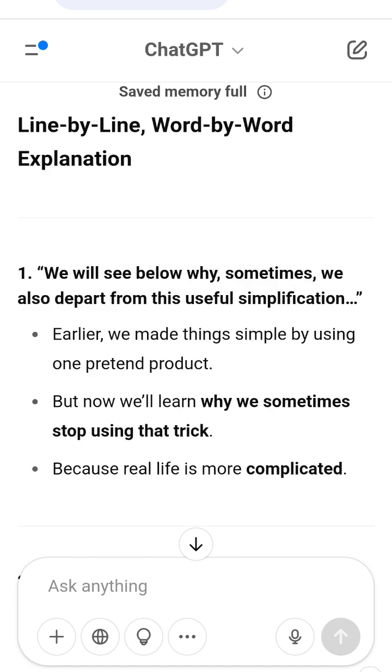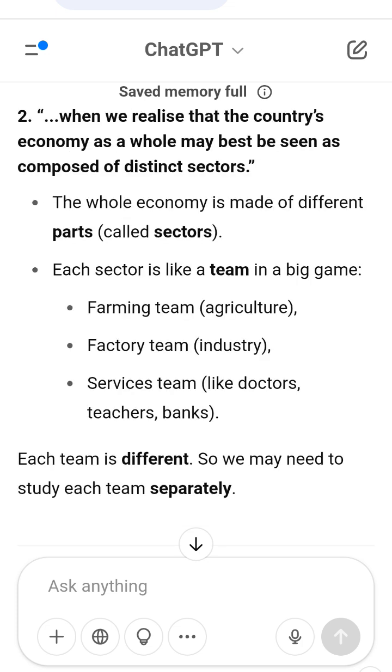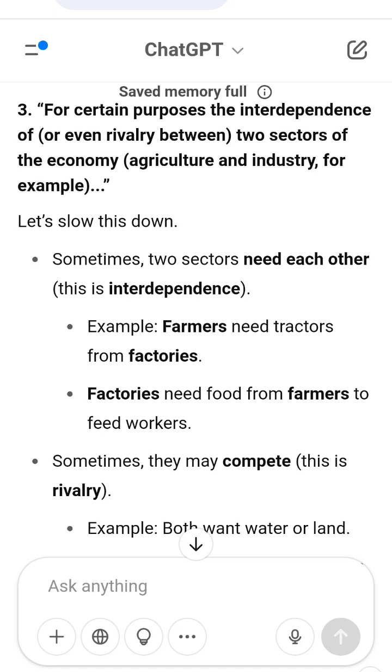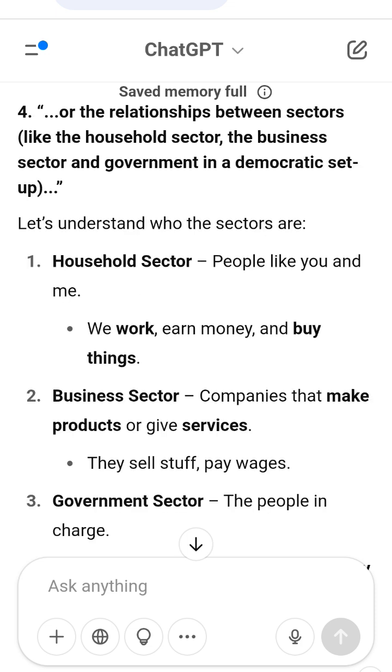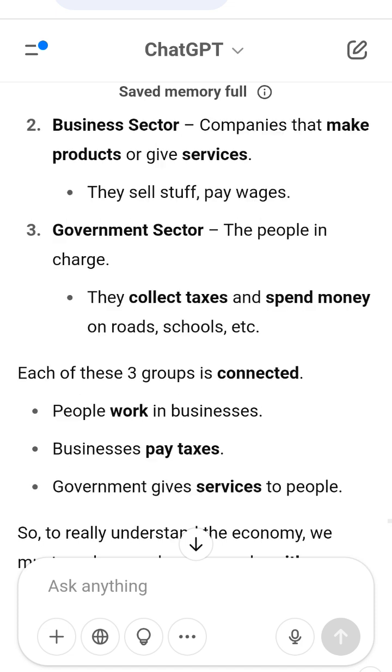But this simplification doesn't always work. The real economy is made up of many different parts, called sectors. Sectors behave differently and sometimes even affect or compete with other sectors. For example, the agriculture sector, the factory or industry sector, the services sector like banks, schools, hospitals, and even groups like households, businesses, and the government. These sectors are connected to each other. One can help, depend on, or even hurt another.